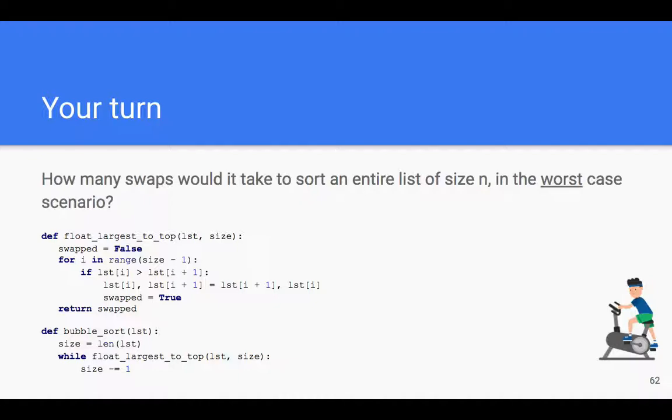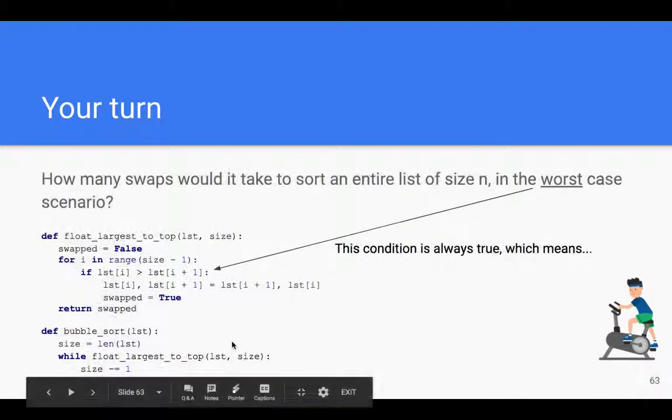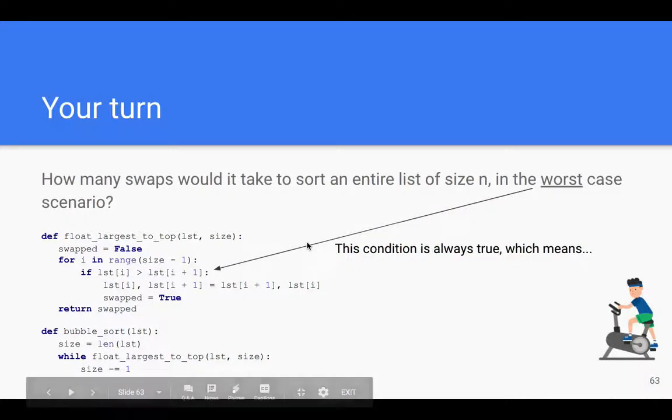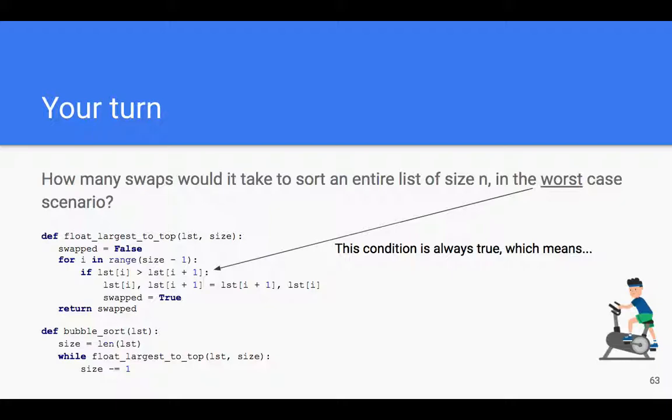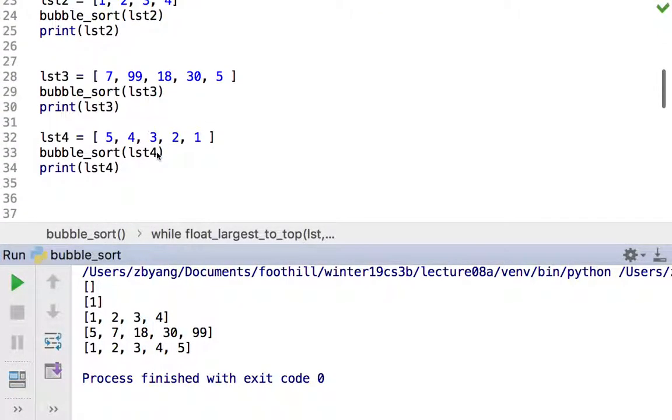All right, so let's actually look at this. What is the worst case scenario? Well, the worst case scenario is we have to swap every single one of them, which means this condition is always true. Then we have to swap. We always come in here, and we'll have to do this all the time. So what would actually give the worst case scenario? The kind of list that gives the worst case scenario is this kind of list.